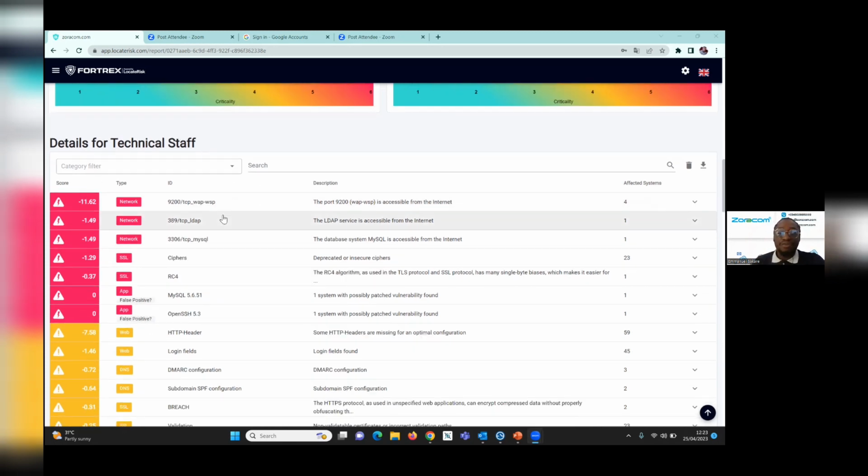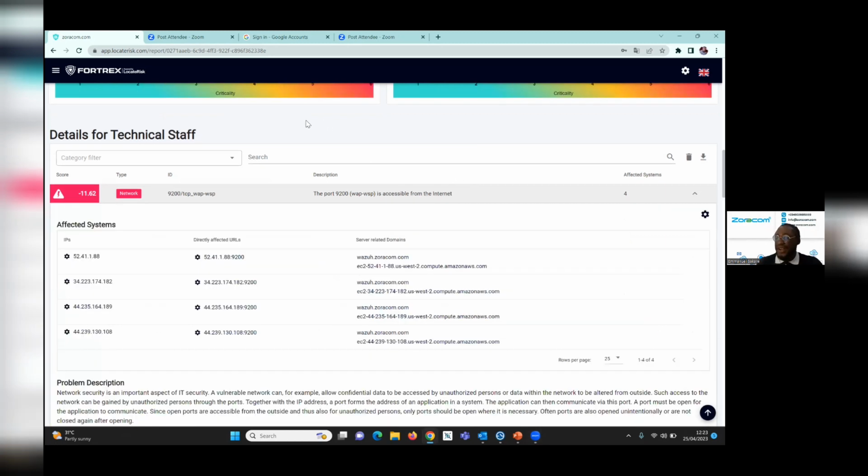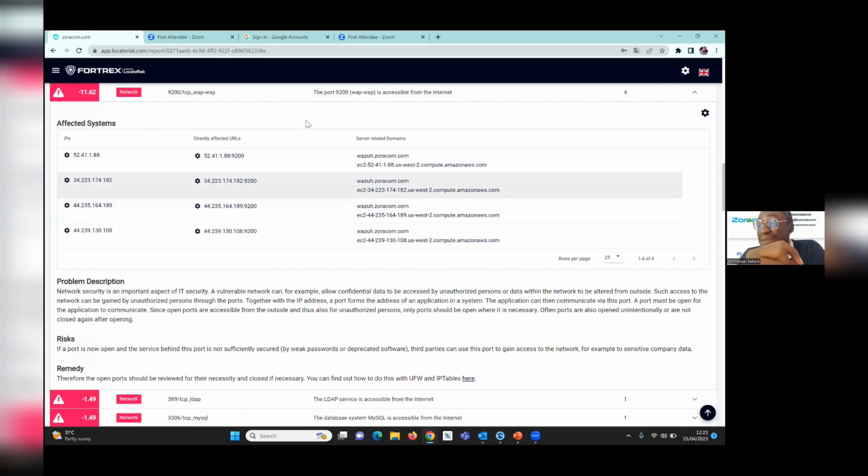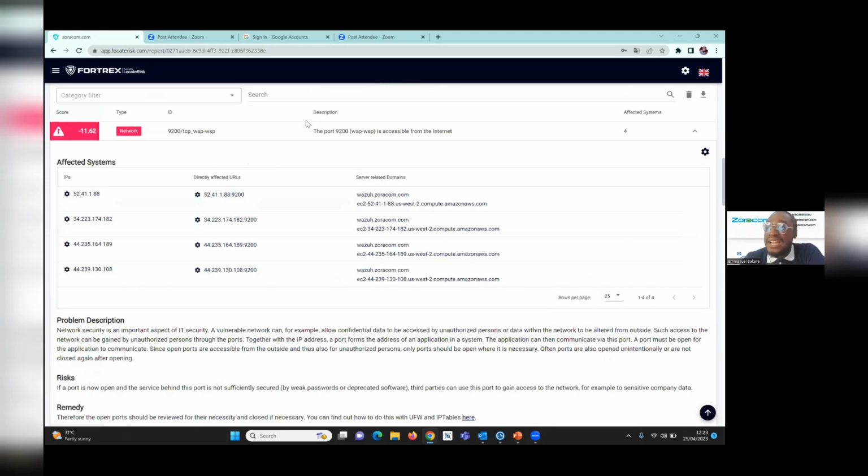And for example, one of the major vulnerabilities that was detected here was that port 9200 is accessible from the internet. And what it does, as you can see from here, very, very interactive. Once you check out that potential flagged vulnerability, it gives you the affected systems, that is all the IP addresses of the systems that are carrying this potential vulnerability flag. It gives you the domains of the servers that are being hosted on those systems, and it helps you to identify them. Going a bit deeper now, it gives you a problem description.